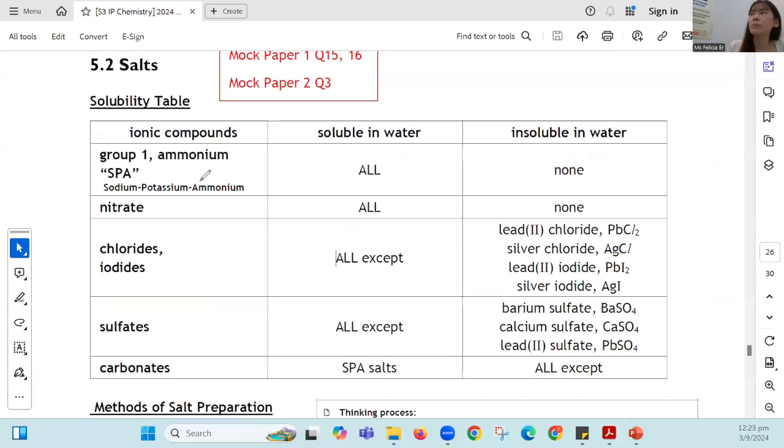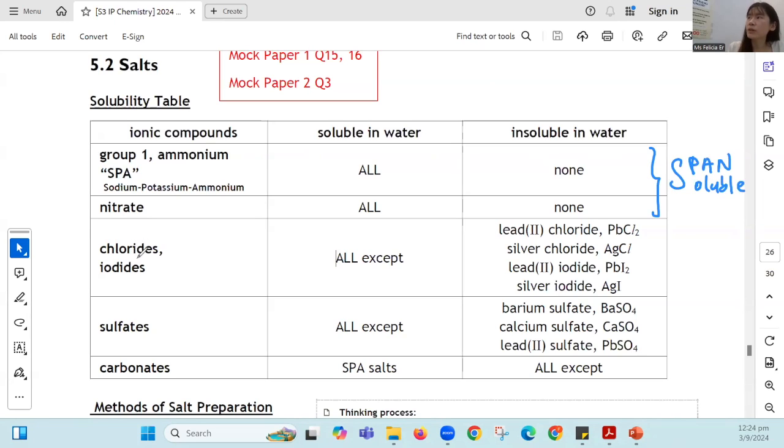How you remember is, I think the first few, your teacher should have taught you before: SPAN. Right, for the first 4, I think you should know SPAN. Your teacher taught this before, right? So S for SPAN, S for soluble. As long as you have sodium, potassium, ammonium, and nitrate, it will be soluble.